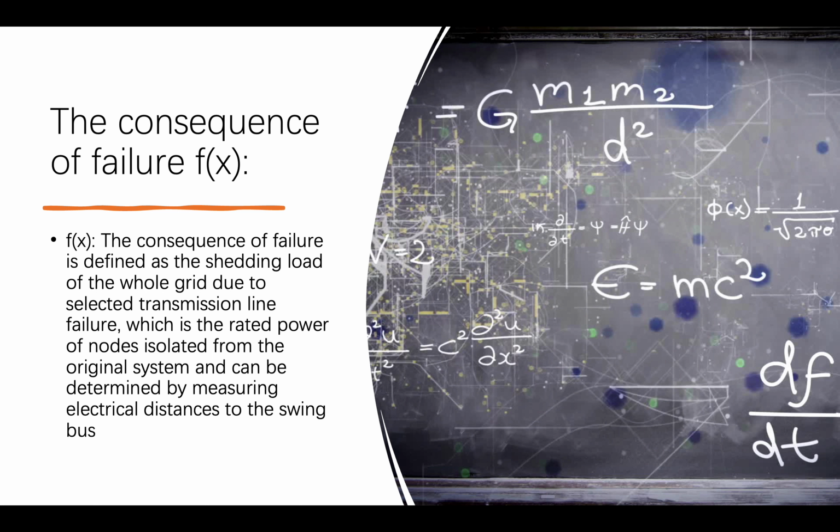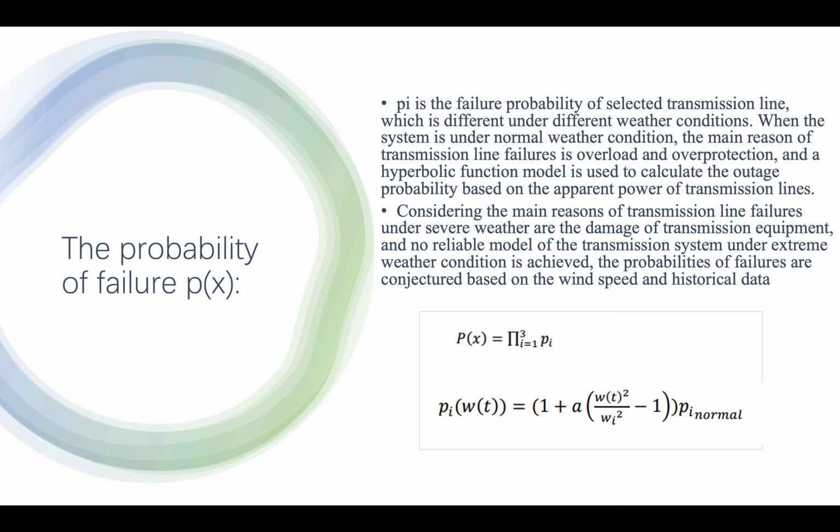First, I want to talk about the consequence of the failure, Fx. The consequence of failure is defined as the shedding load of the whole grid due to the selected transmission line failure, which is the rated power of nodes isolated from the original system and can be determined by measuring the electrical distance to the swing bus. The second is the probability of the failure, Px.